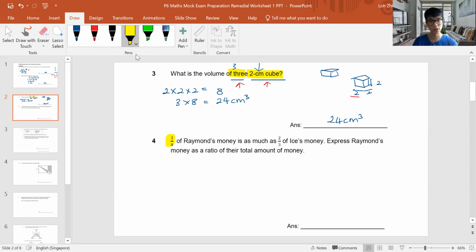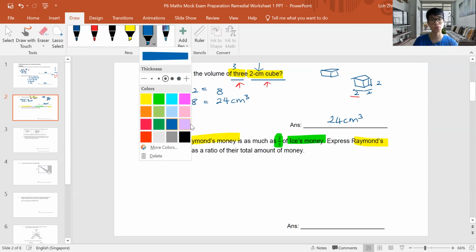Here it says that 3/8 of Raymond's money is as much as 2/3 of Ai's money. Now, you need to express Raymond's money as the ratio of their total money. Now, it comes to total money.